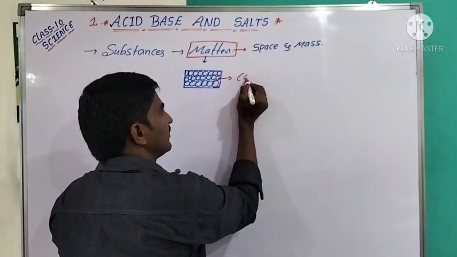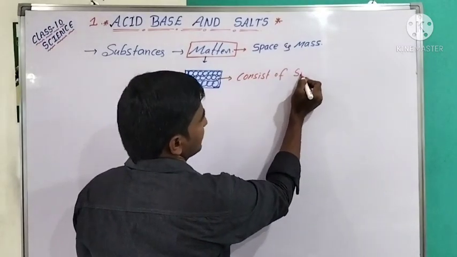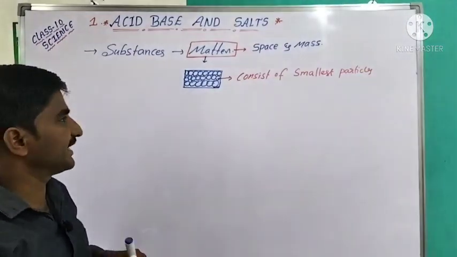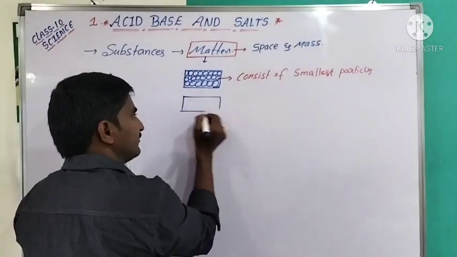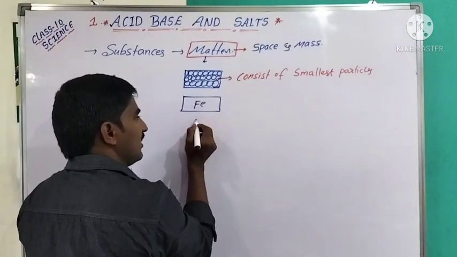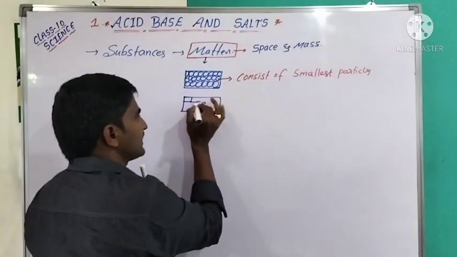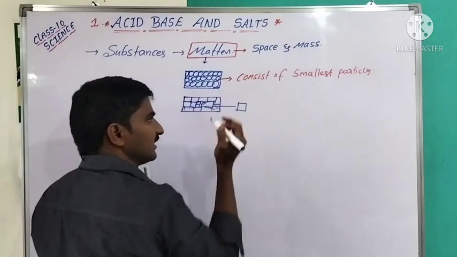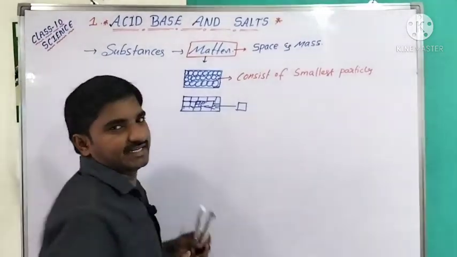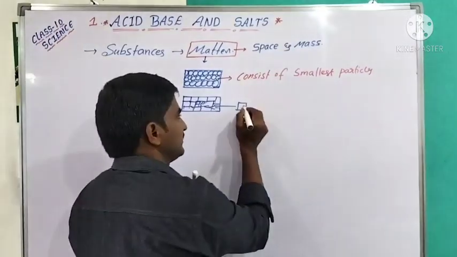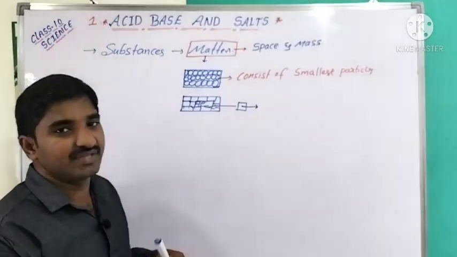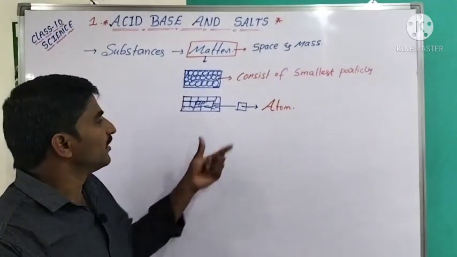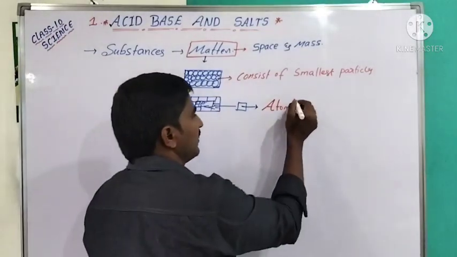If you take any metal, iron, copper or magnesium, each and everything has the smallest particle. You take one small particle and observe its properties, and the properties are identical. This smallest particle in matter, in chemistry, in the case of a metal, is called an atom. So matter consists of so many atoms.